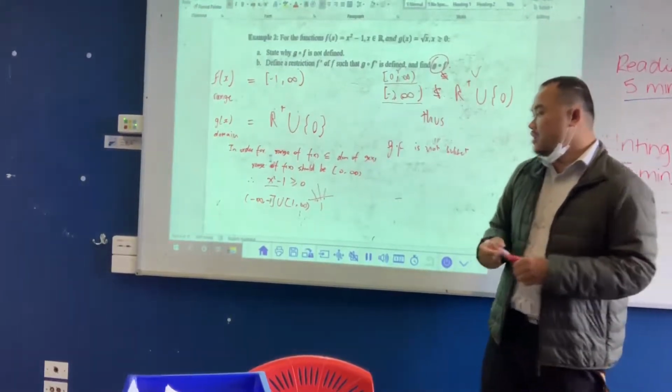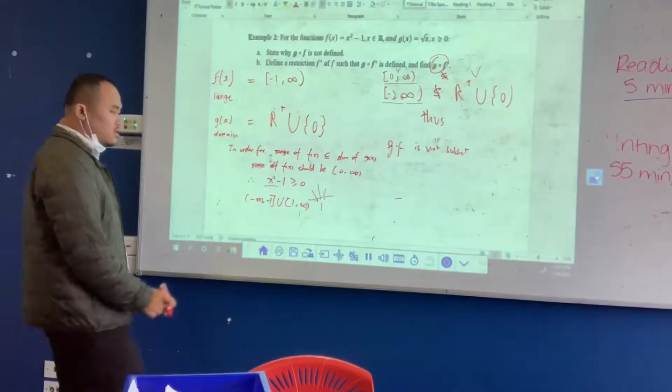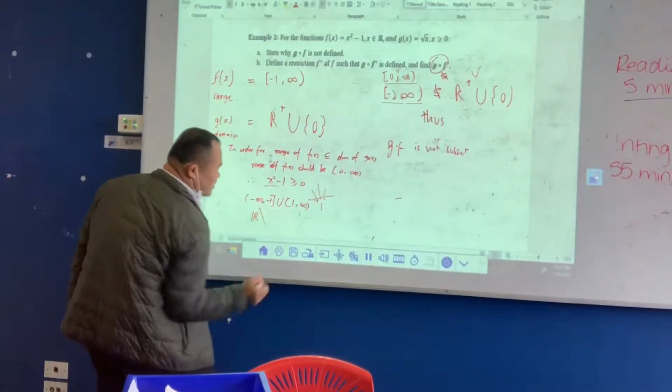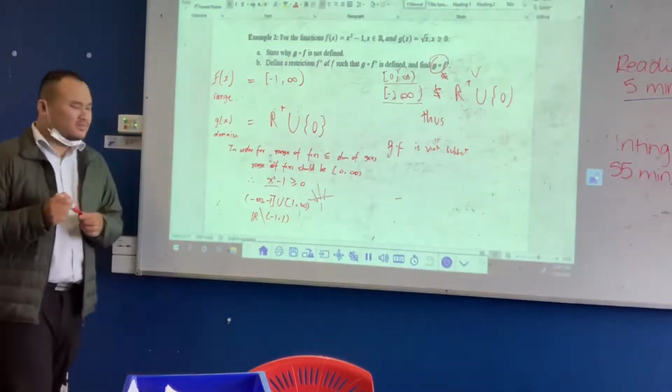All right. And there's another notation though. But if you write this 100% correct, you can also write all the real numbers except for negative 1 to 1. Either way.